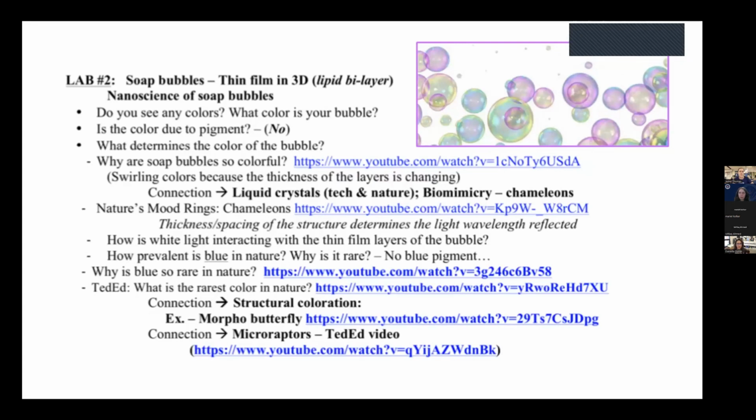So instead of that thin layer of a thin film, which is more two-dimensional, we get to look at a three-dimensional sphere in the terms of a soap bubble. So do we see any colors in our bubbles? Are those colors due to pigment like they were with our chair and our apple? Or is it more like what we saw with the thin film? What determines the color of a bubble?